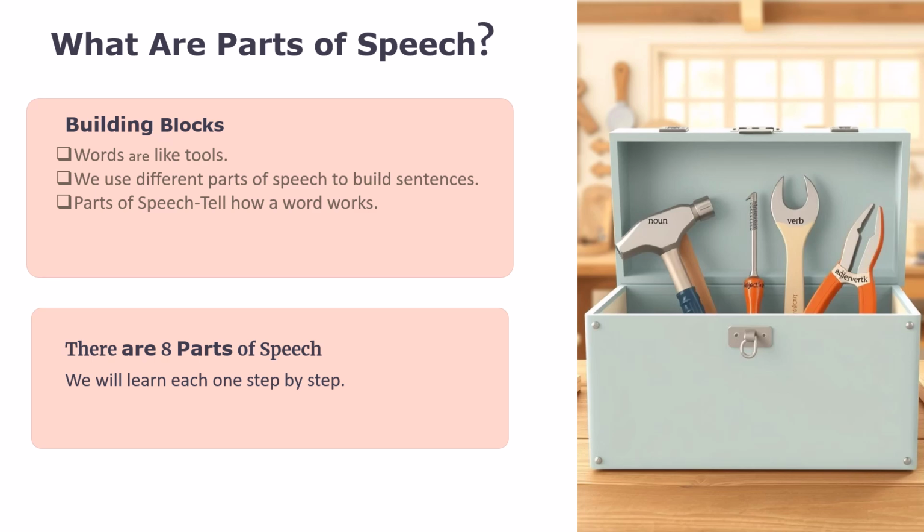What are parts of speech? Parts of speech are basic types of words that make up the English language. Each word in a sentence has a role, and that role is called its part of speech. All words are like tools. We use different parts of speech to build a sentence. Parts of speech tell us how a word works.